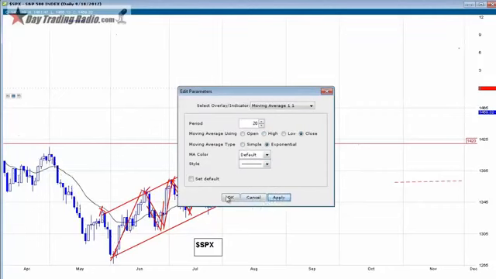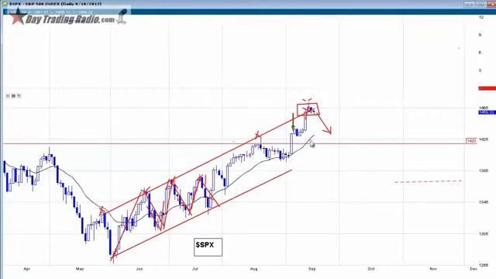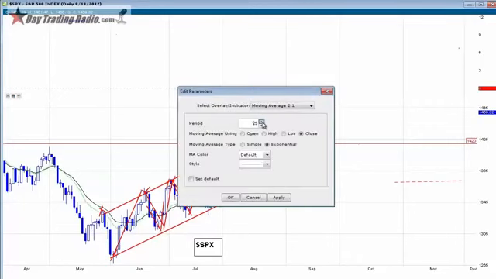Apply, and you can see how that one just plotted itself right under there. All right, so we're going to just start off with the 20-period moving average. I'll put one more on there, the 50 on there too, and then we'll worry about the 200 another day.